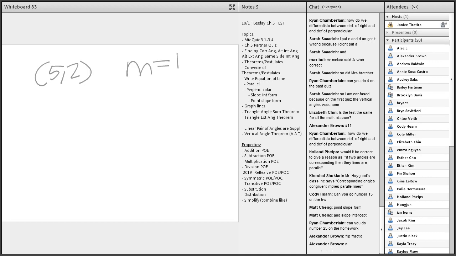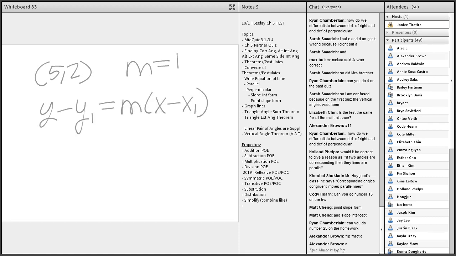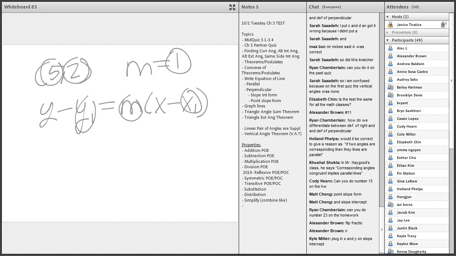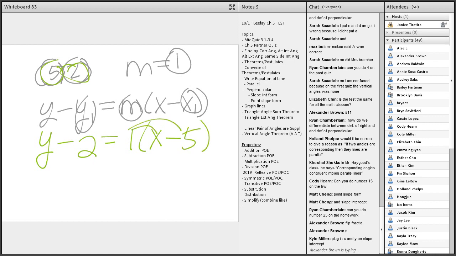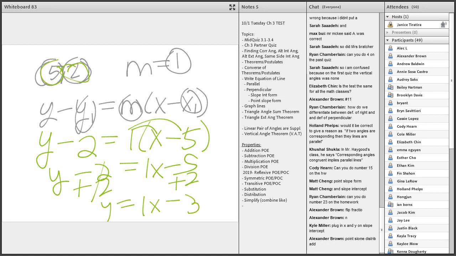So method 1 is some people like to put it in point slope form first. And then you plug all these 3 numbers in, and then you figure out the slope intercept form. So this will be y minus, this is y1, and then m is 1, x is x, and 5 is x1. And then you just distribute the 1, and then add the 2, and then you get your answer. So y equals 1x minus 3, final answer. Okay, that's method 1. I'll show you method 2.